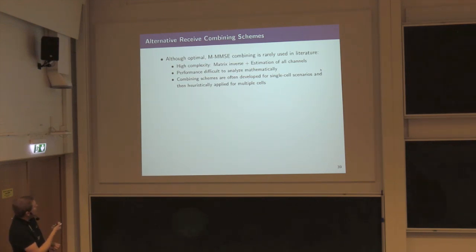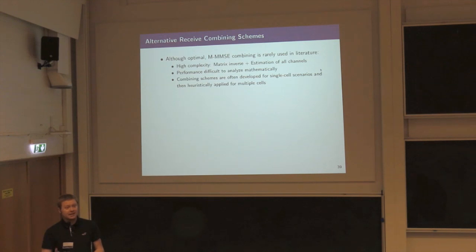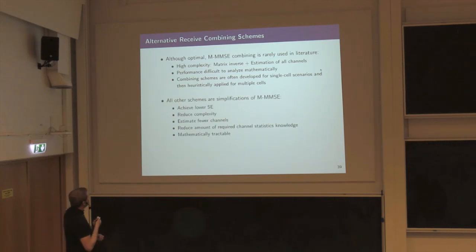And it's also, I think, that combining schemes that people have been developing for single cell scenarios have often heuristically been applied to multi-cell scenarios. That is my guess on the motivation why other schemes have been used. Of course, you cannot prove why people are using the combining schemes that they have been using. But I will talk now briefly about other schemes that are kind of simplifications of multi-cell MMSE that will achieve lower spectral efficiency but reduce complexity, let you estimate fewer channels, reduce the amount of required channel statistics, and they might also be more mathematically tractable.